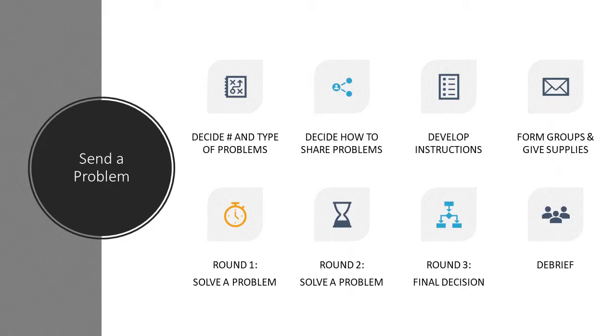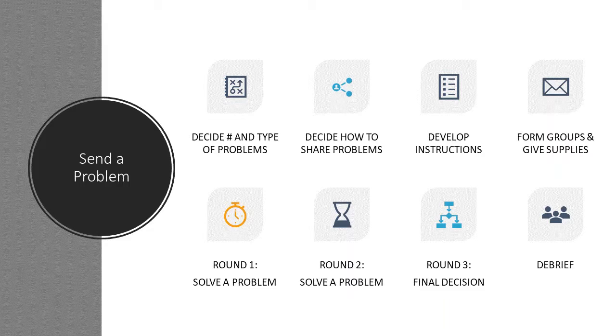Next, you're going to decide how to share your problems with the students. I suggest that you may want to use file folders because that gives you some space to put any supporting documentation that you would like to give the students to aid their solutions. Also, you can insert a little envelope into that file folder as a place for them to put their solutions where they can be kept private from the other groups as they respond to the problem as well.